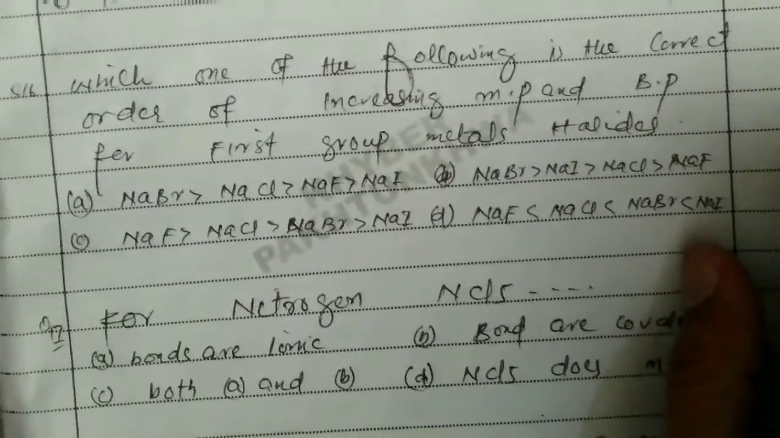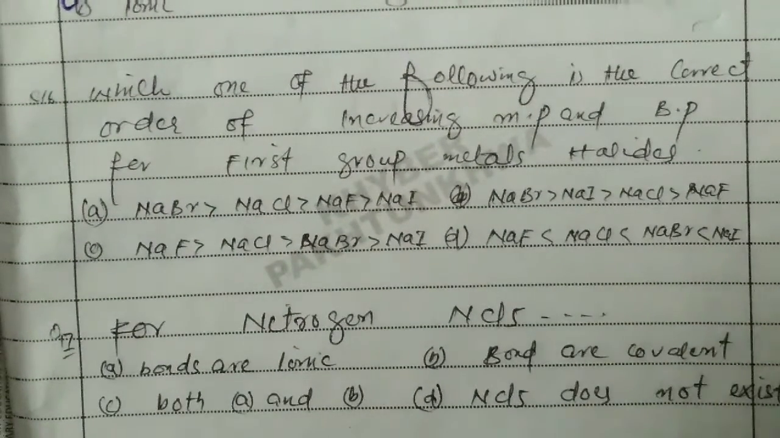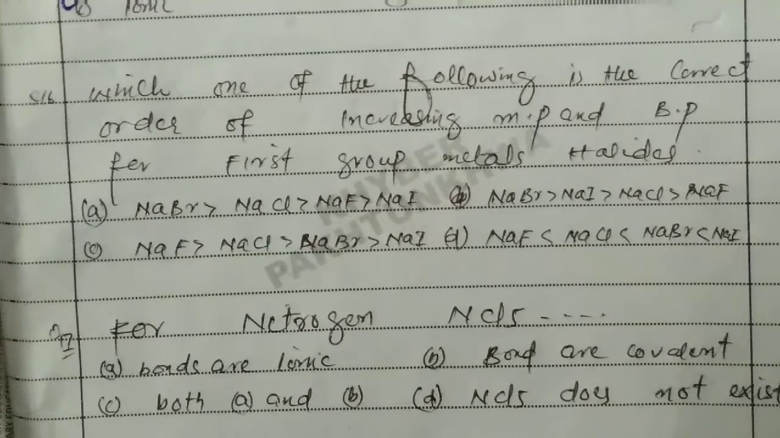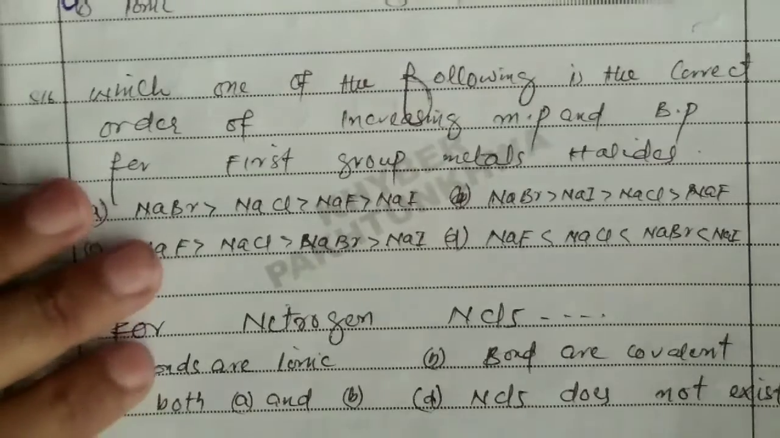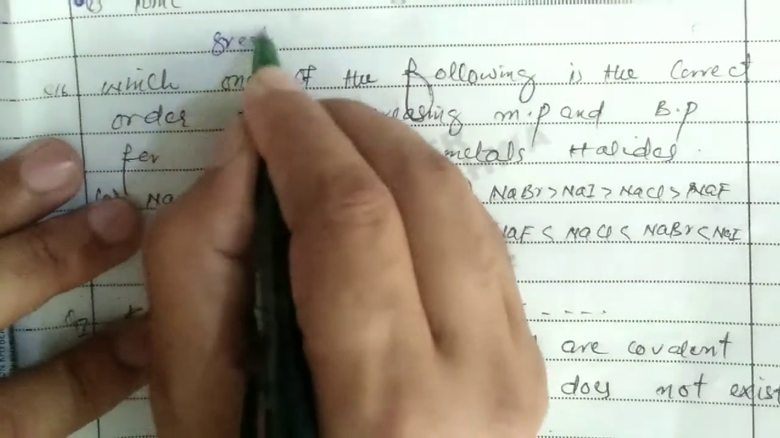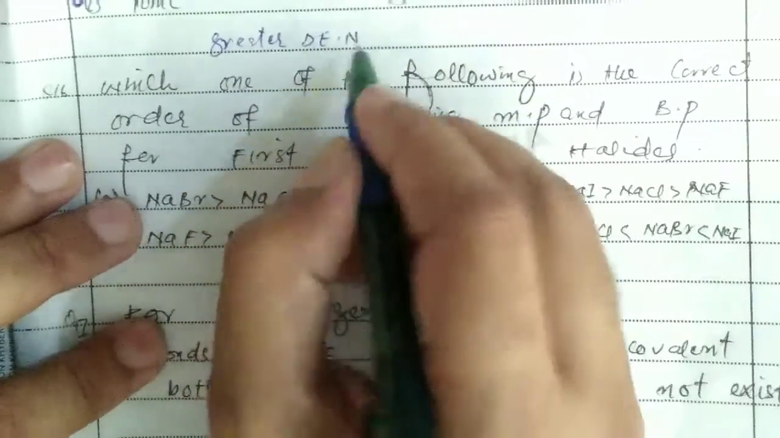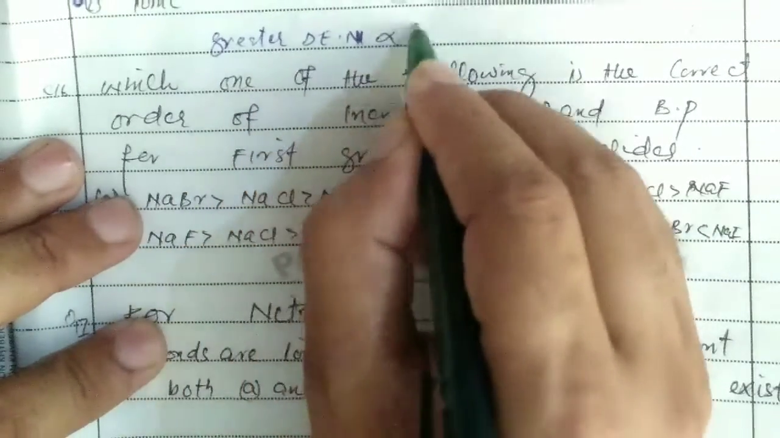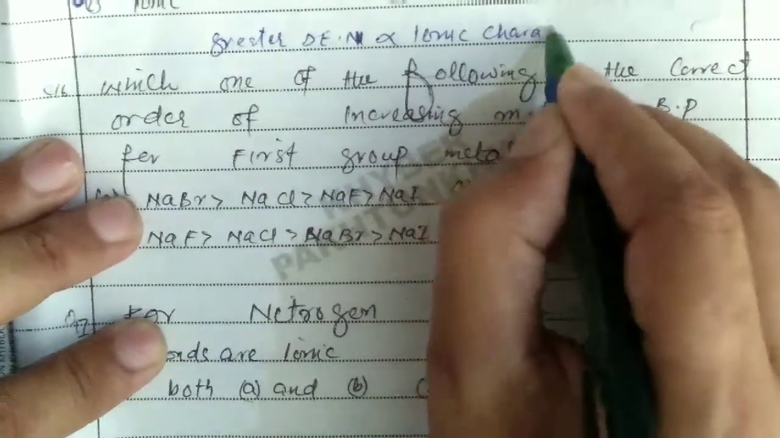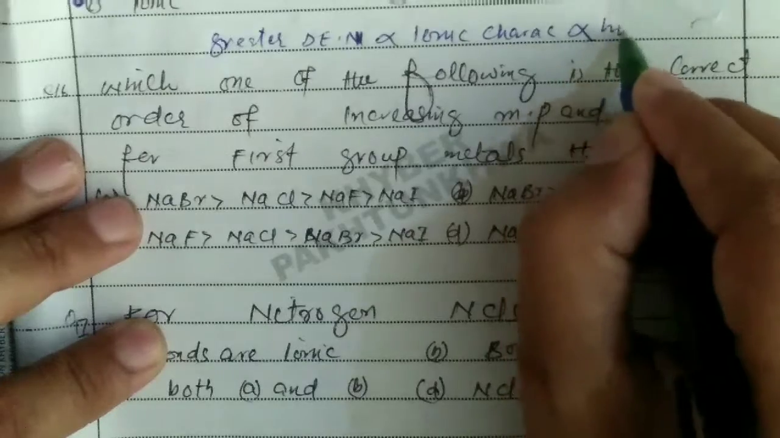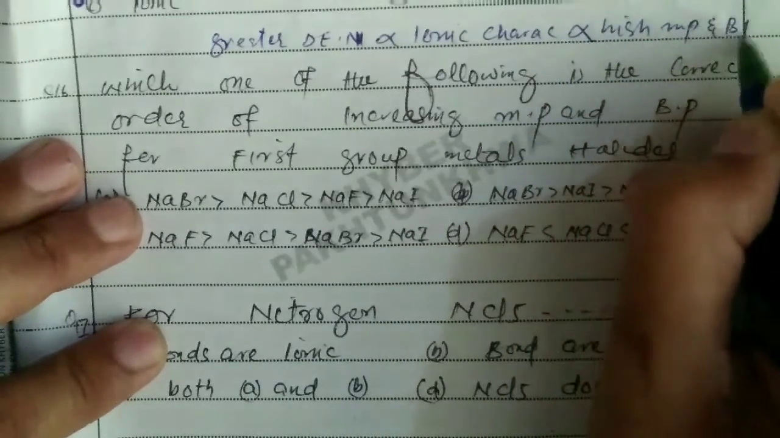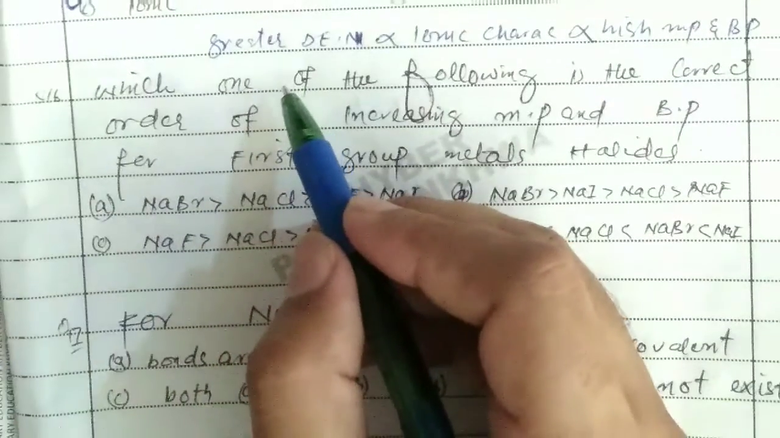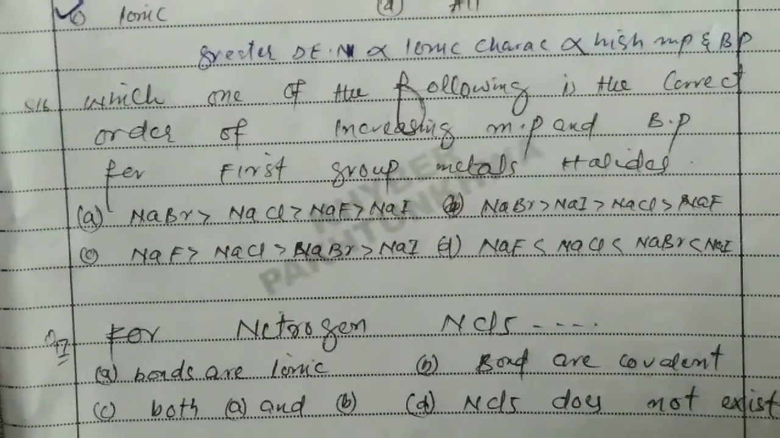Now consider MCQs number 16. Which one of the following is the correct order of increasing melting point and boiling point? Very simple. Look here, the explanation for this. Greater the delta EN of the bonded atoms, the more will be the ionic character, which is directly proportional to high melting point and boiling point. Meaning greater the electronegativity difference between the bonded atoms, the bond will be more ionic in character, and greater the ionic character, higher will be the melting point and boiling point.